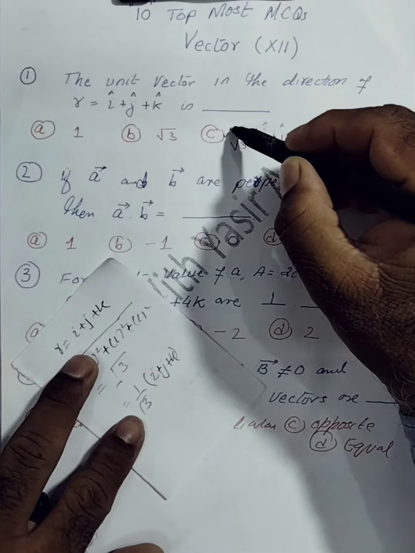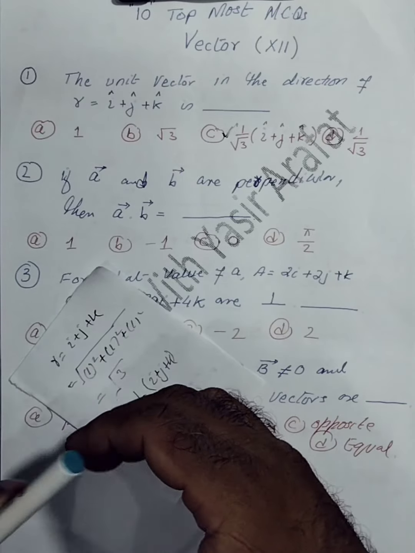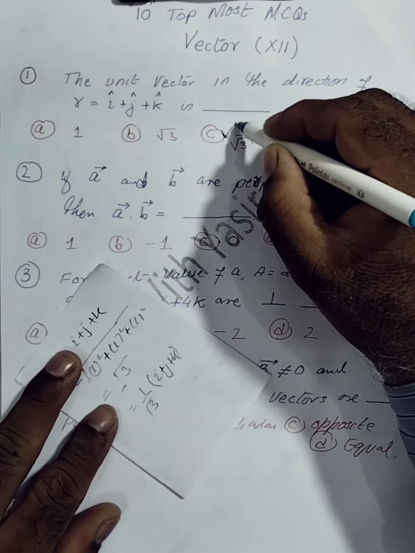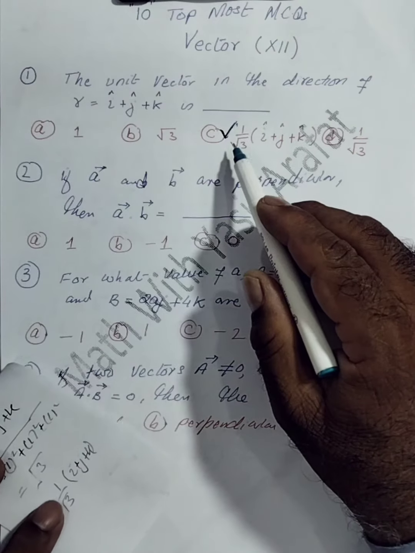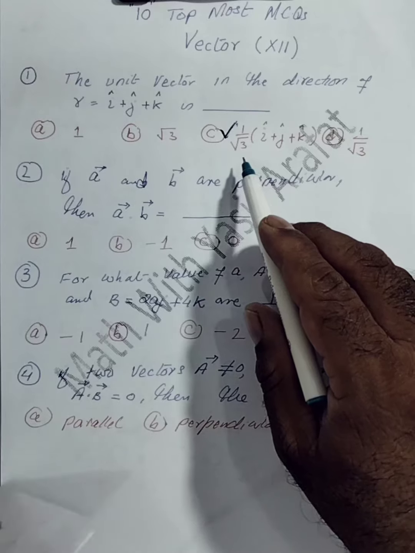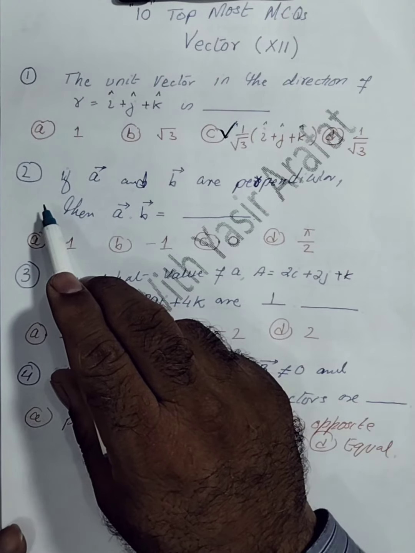This is the correct option, that is the C part. So option C is correct. This is the method of how to find the unit vector. Now come to the second MCQ.